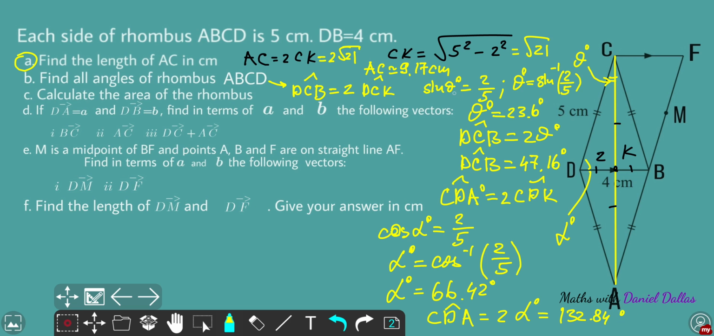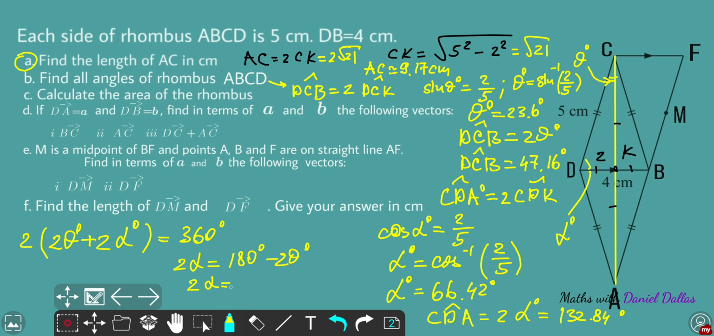That's one way, because there is an alternative way. You found angle theta using sine, but you can also figure it out through the sum of all 4 angles. So 2 theta plus 2 alpha, and if you twice that, you will get 360 because your rhombus is actually a quadrilateral. Or if you cancel, you can figure out that 2 alpha is going to be 180 minus 2 theta.